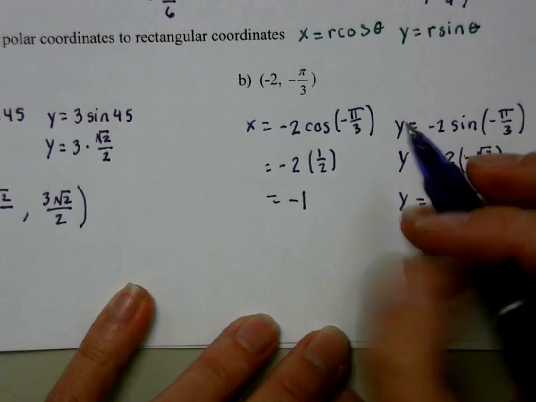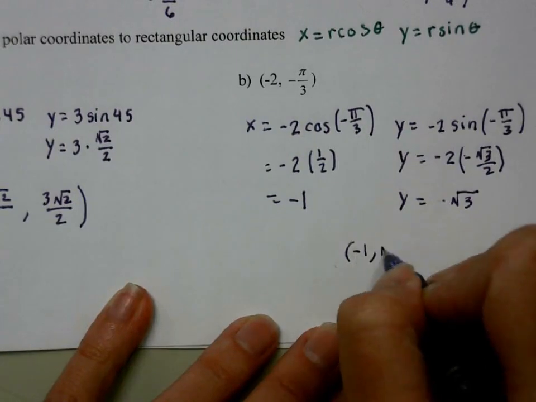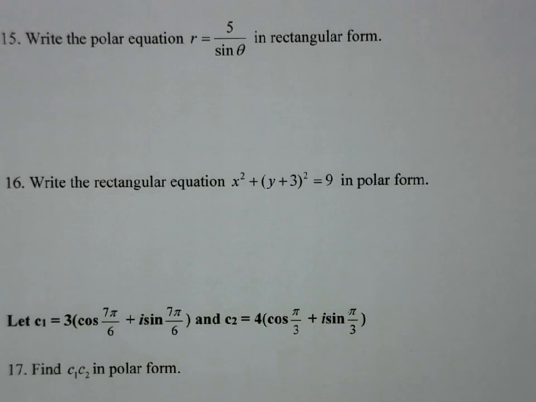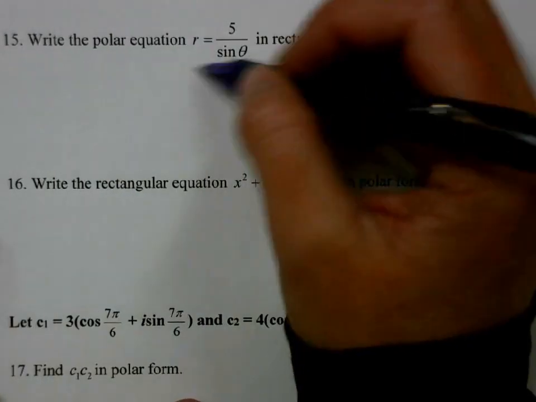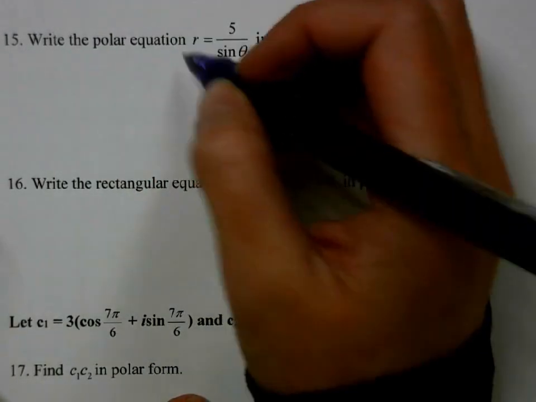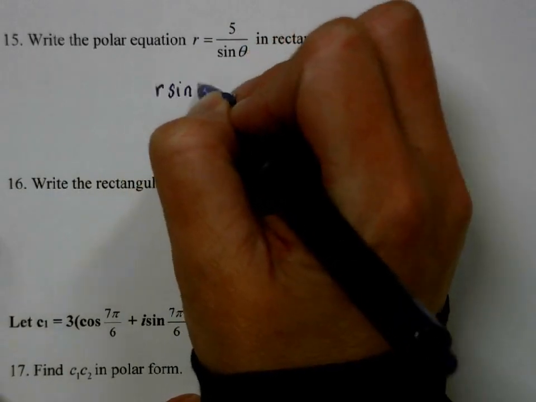Okay, in this next section, we're going to be converting equations rather than coordinates. If we have a polar equation, we want to try to get our sine theta or cosine theta, which I can get by multiplying by r. And just like with the coordinates, our r sine theta is y. So this is y equals 5.